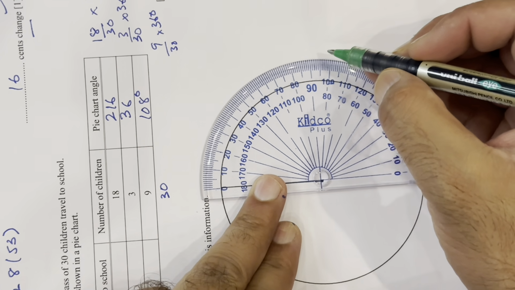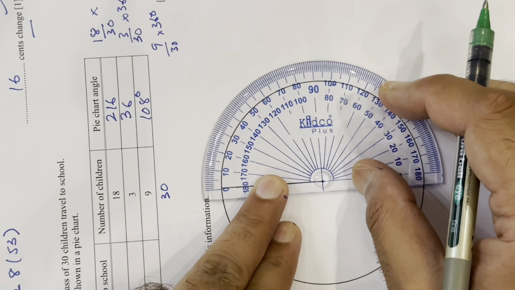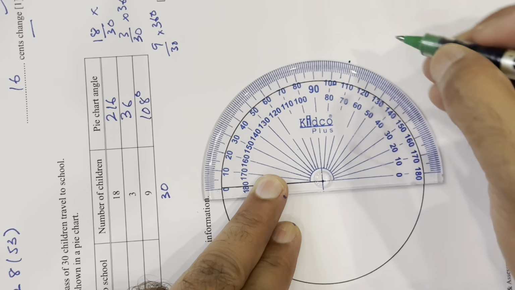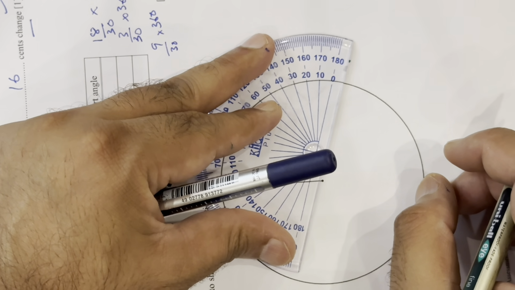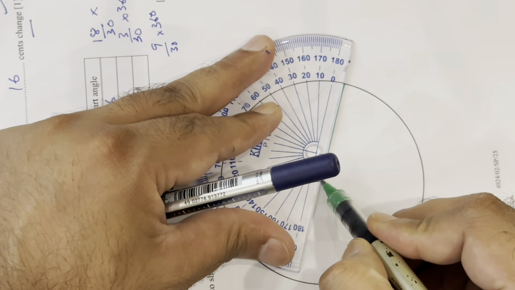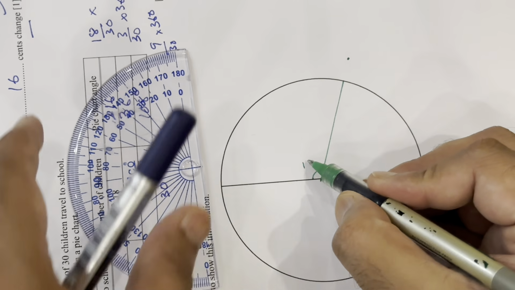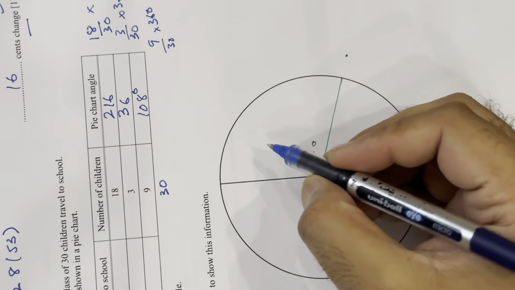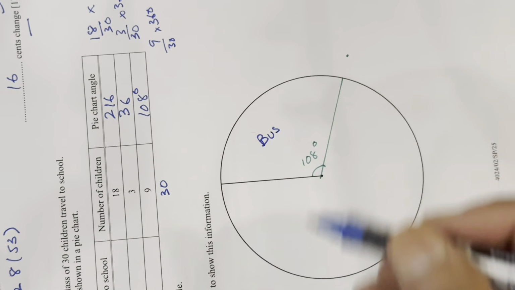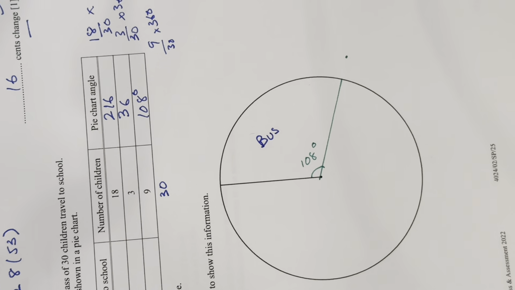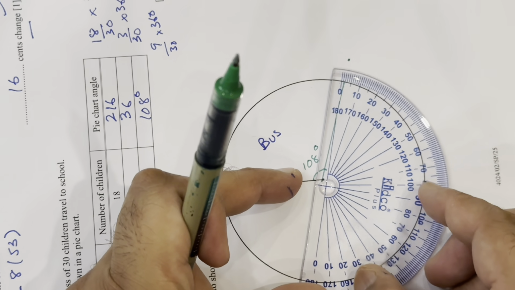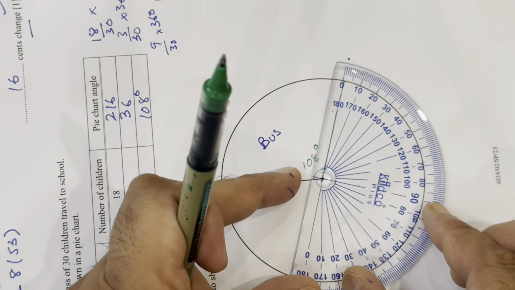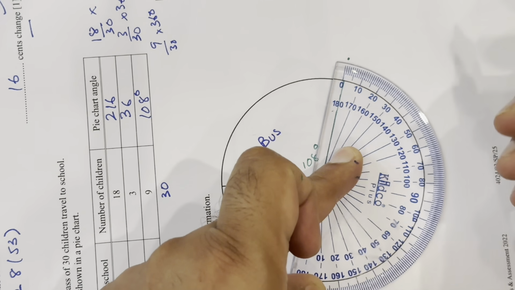It is 90 degrees, and this would be 110, and 2 values before 110 would be like this. So the 108 angle will be this 108, and this part is representing the children who are using the bus. Now we will draw 36 degrees. Now we will consider this line as a baseline. The new line is a baseline over here.